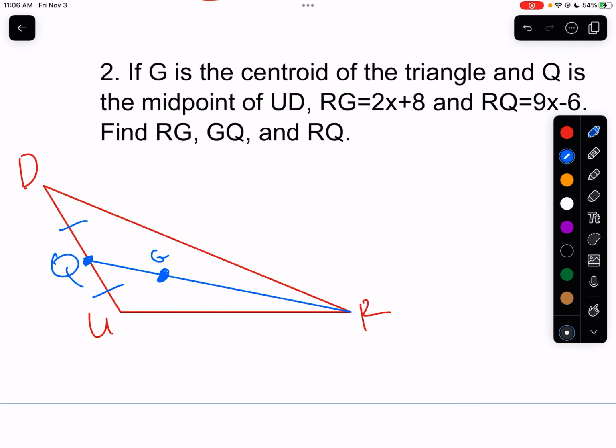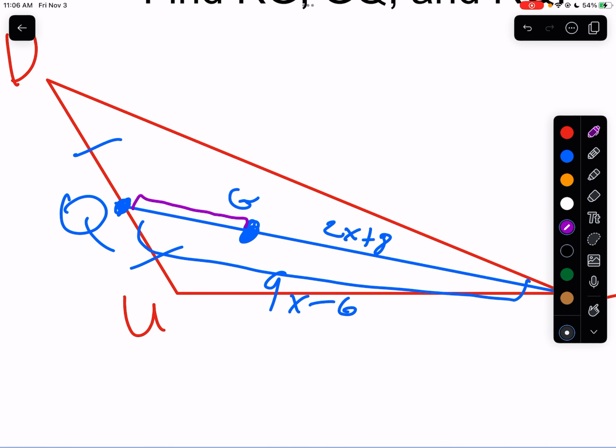And then they tell us RG is 2x plus 8. They tell us RQ, the whole thing, is 9x minus 6. I know my labeling isn't real great here. Now, we need to know how big this is. Remember that we have a 1/3, 2/3 split. Remember that the distance to the side is always shorter than to the corner, right? The corner is going to be farther away.